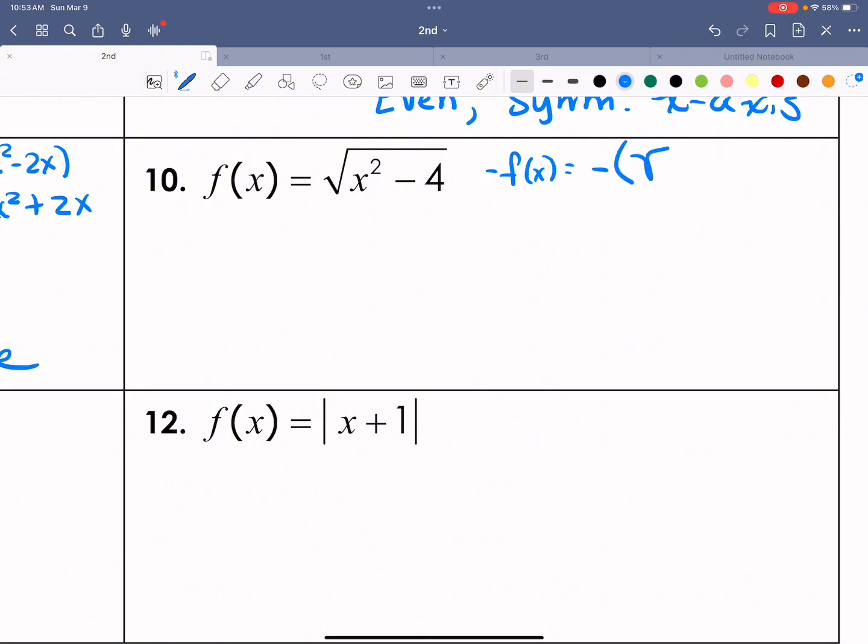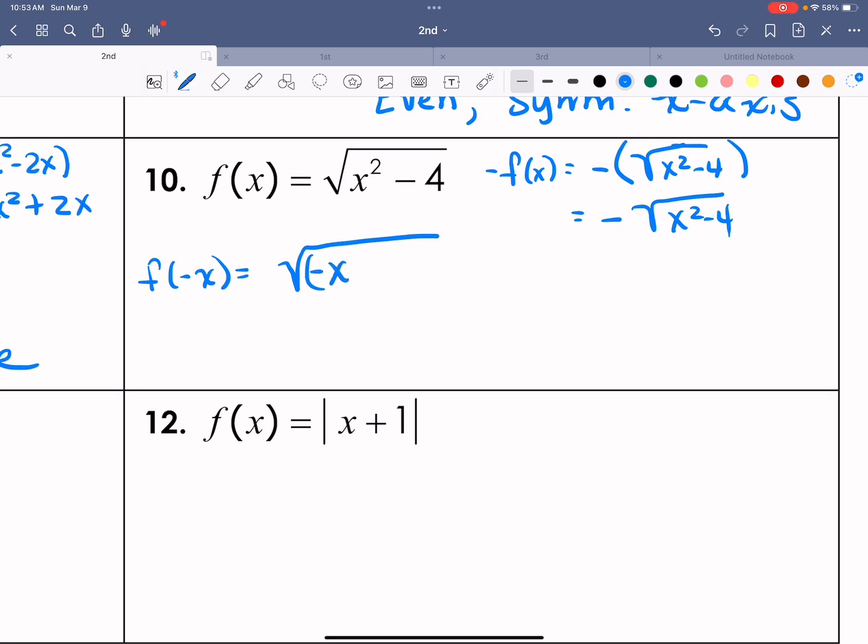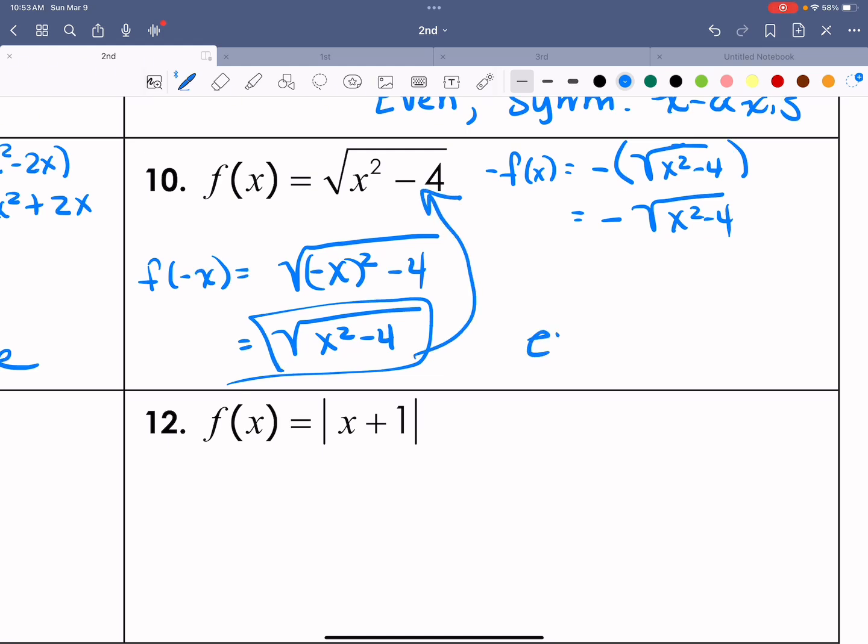Okay, for number 10, once again, I'm going to find negative f of x by saying negative of square root x squared minus 4. And that's just going to make it negative square root of x squared minus 4. Pretty simple there. Okay, let's take f of negative x and let's fill it in. So I have negative x squared minus 4. Negative x squared is just positive x squared. All right, which one does this match? Well, it matches my original, therefore it is even, symmetrical about the y-axis.